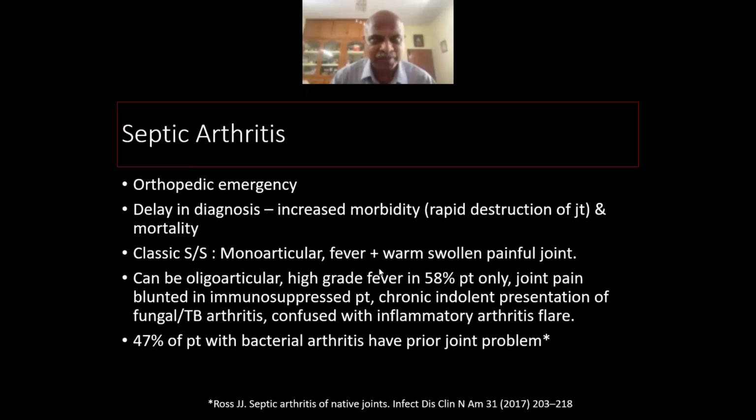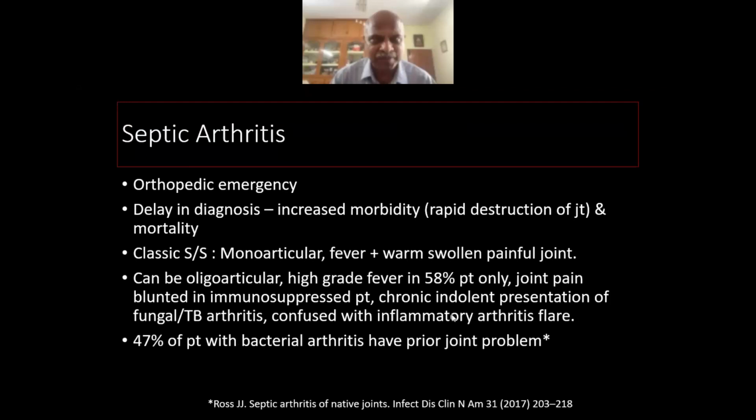But this classic clinical picture is not always seen, and sometimes you can have more than one joint involved. So it can be an oligoarticular disease. We know that high-grade fever can be seen in only about 58% of the patients. Joint pain may be blunted in immunosuppressed patients, and some etiologies, for instance fungal and TB arthritis, can have a more chronic indolent presentation.